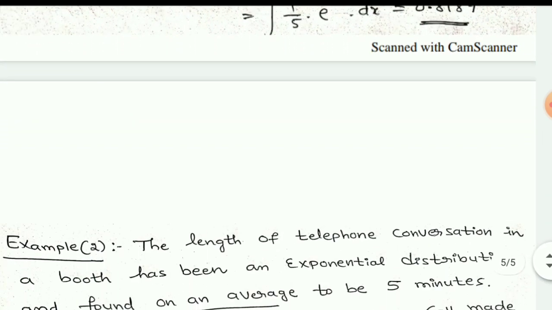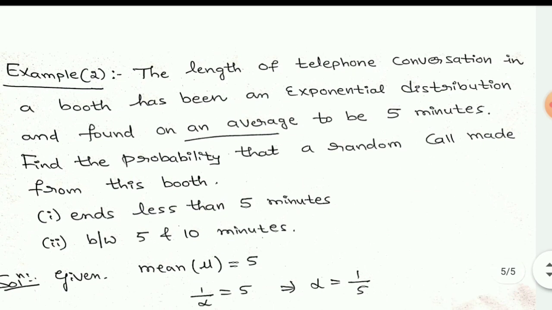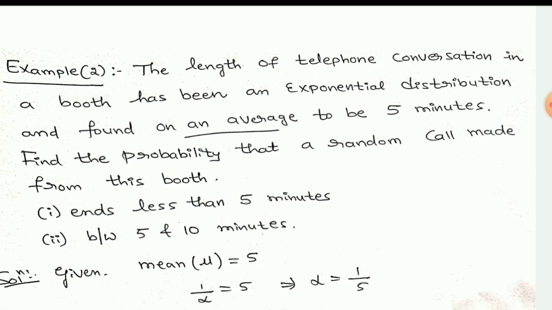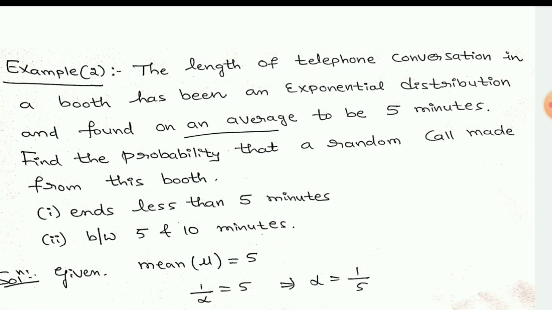Let us take one more example for the clear understanding sake. Okay, what does the question say? The length of a telephone conversation in a booth has an exponential distribution. Remember, they have mentioned an exponential distribution, and found on an average to be 5 minutes. So remember, on an average means mean, right? Find the probability that a random call made from this booth ends less than 5 minutes, and second one between 5 and 10 minutes. Okay.